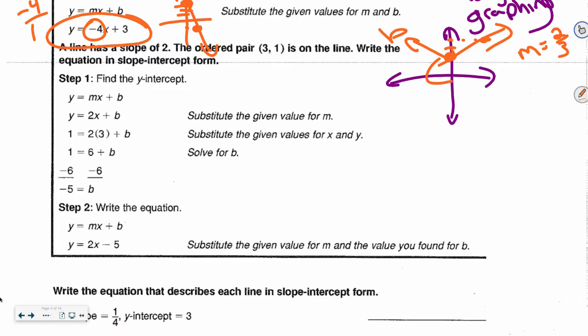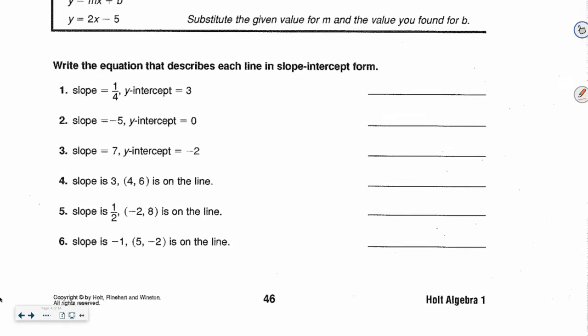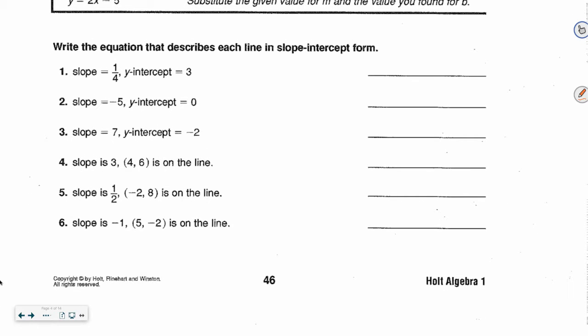So let's begin with just basics of plugging numbers in. So for number 1, I give you my slope and my y-intercept. So then I would say y equals 1/4 x. My y-intercept is 3, so plus 3. For these problems, 1, 2, and 3, I am plugging things in. Y equals -5 x plus 0. But the thing is, I don't show the plus 0.